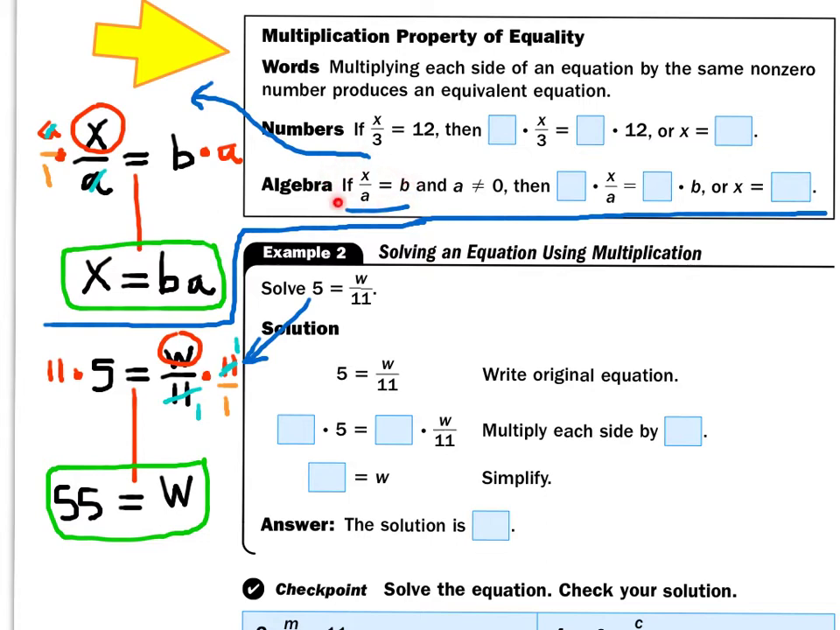I want to focus on the algebra so that you don't get stuck on the numbers. If we had x over a equals b, how would we solve for x? Well, let's copy it over here. So x over a equals b. Now we want to start off doing the same thing. Circle the variables, circle what you're trying to solve for, and then bring that wall down underneath the equal sign.